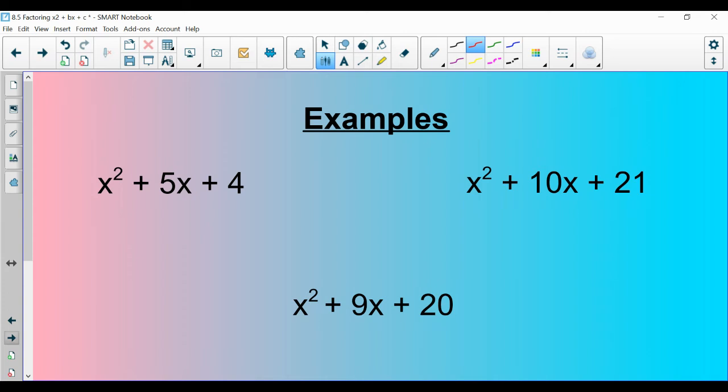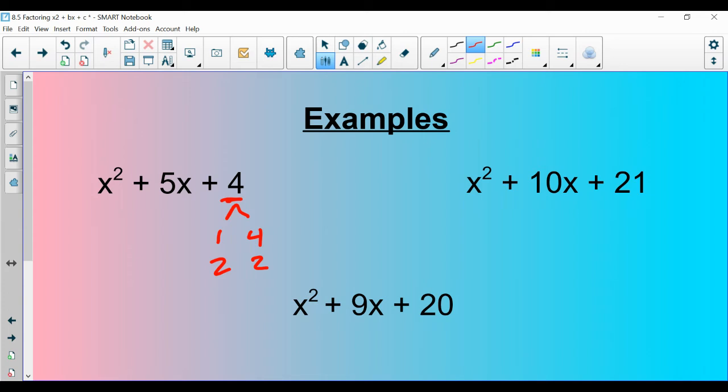So our first example, the process that I wrote up there said, first list the factors of C. 4 is our C term. Let's list the factors of 4. I like to just do this right here, right underneath it. 1 and 4 multiplies to 4. And so does 2 and 2. Those are the only factors of 4.